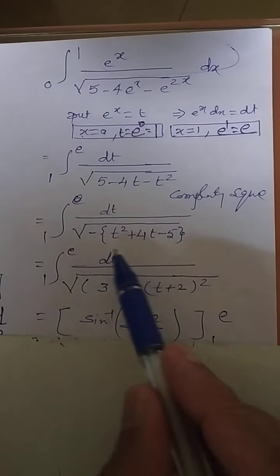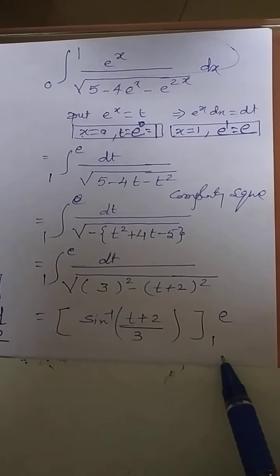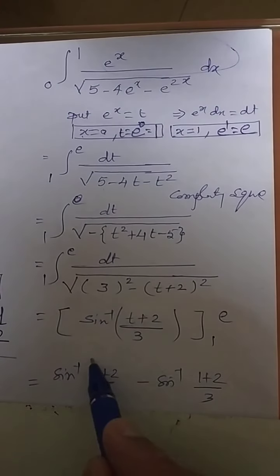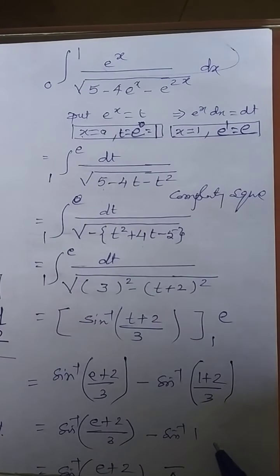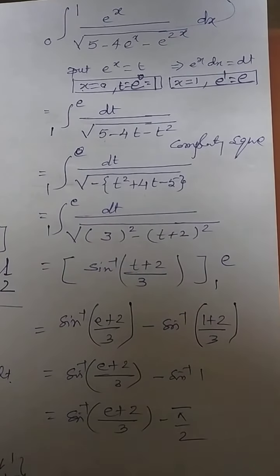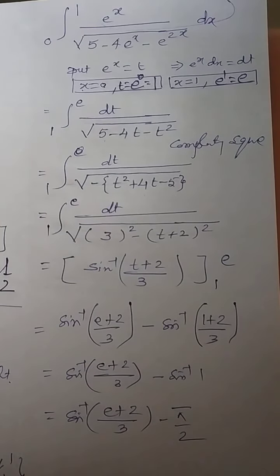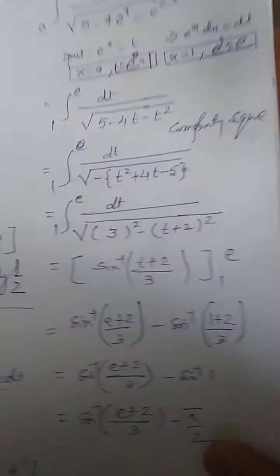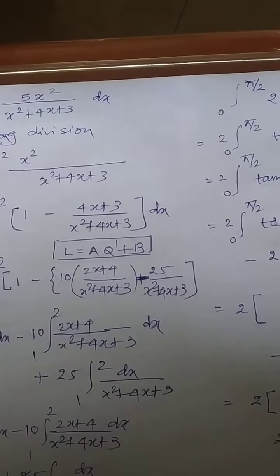Now, if you wish to integrate this, sin inverse of (t plus 2) by 3, upper limit is e and lower limit is 1. Replace the upper limit first, it will be (e plus 2) by 3, and then the lower limit. If you simplify, it will be sin inverse of 1, and the final answer you are getting is sin inverse of (e plus 2) by 3 minus pi by 2. So this is a way to answer this type of question, a definite integral. We will see a few more questions. Let us look at the next question. This will be the next question.